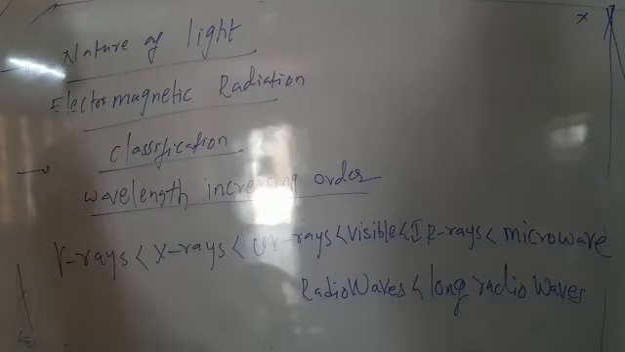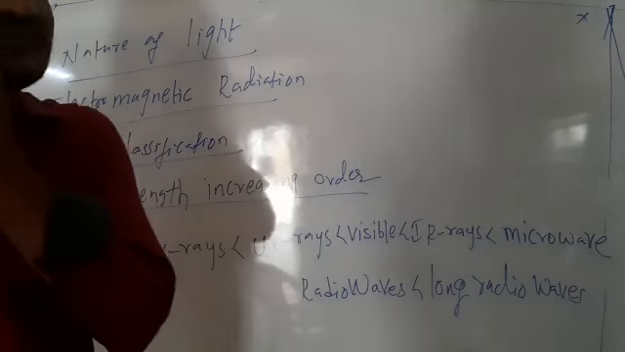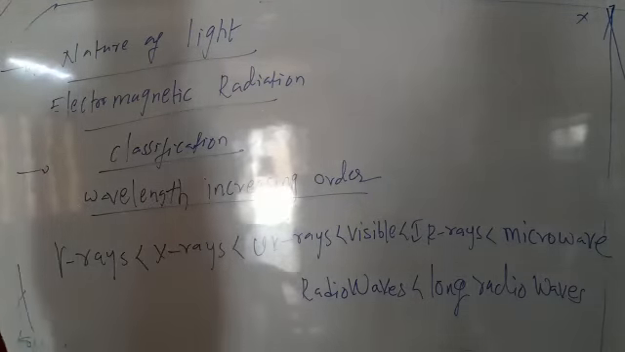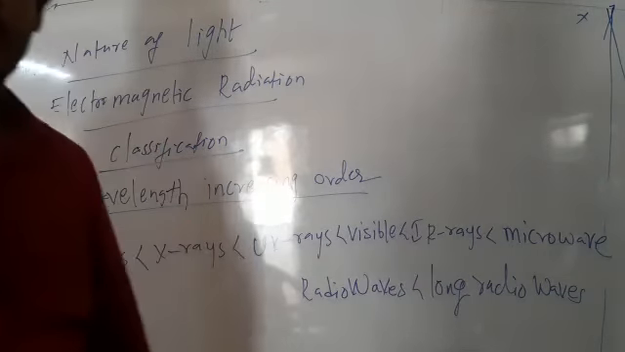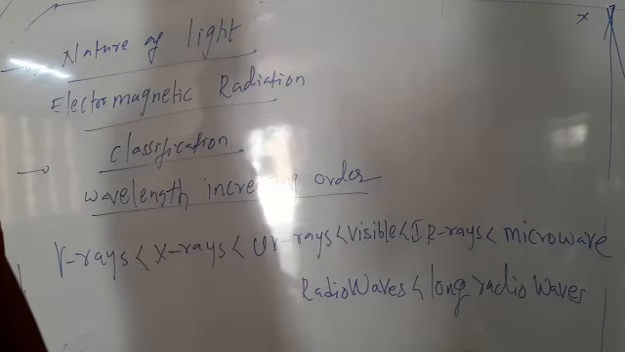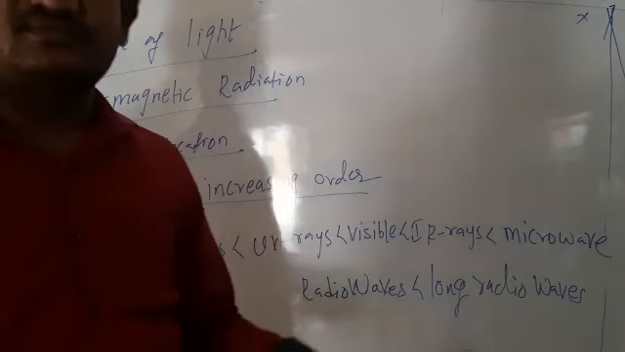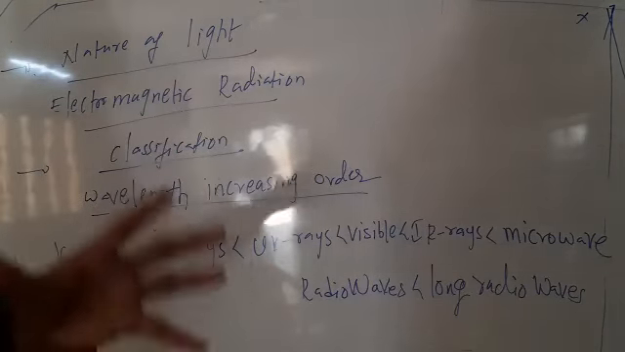Electromagnetic radiation is classified based on wavelengths, frequencies or energies. I am writing the wavelength increasing order of the various electromagnetic radiations. Electromagnetic radiation means we can take all types of energy sources: X-rays, UV rays, visible rays, sun rays, anything you can take. They are all energy sources.